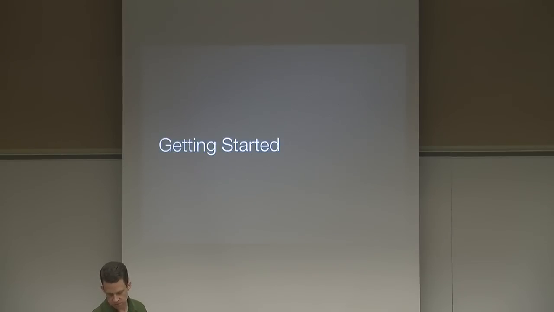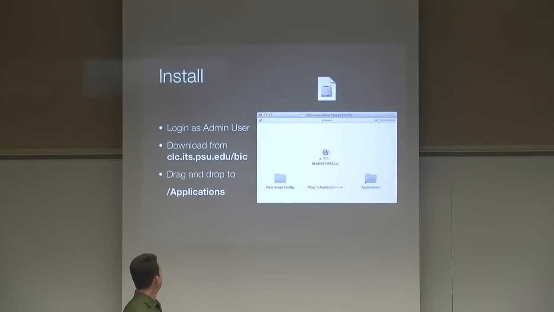So, getting started. The install: you can download it from CLC, itspsu.edu/eu/bic. Sorry, fix the microphone. And from there, here we go. It's just a disk image. If anybody noticed in the download and said, where's the backdrop? I've had problems with it behaving correctly, so right now there's no background on the disk image, and the window looks like that. You'll drag and drop the Blast Image Config folder to Applications, boom, drop it there. You can put it wherever you want. It doesn't have to go to Applications.